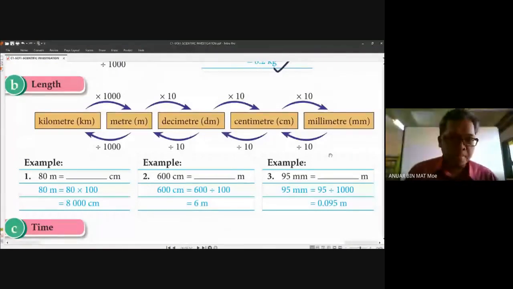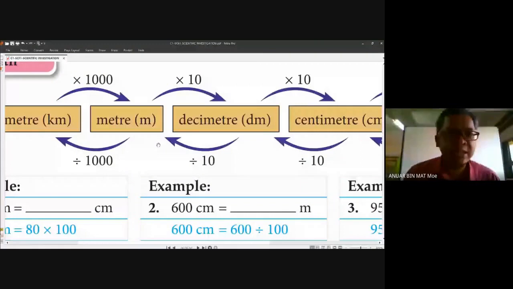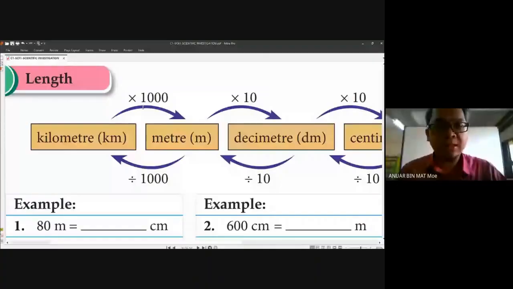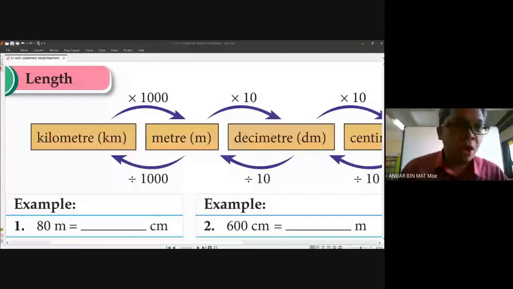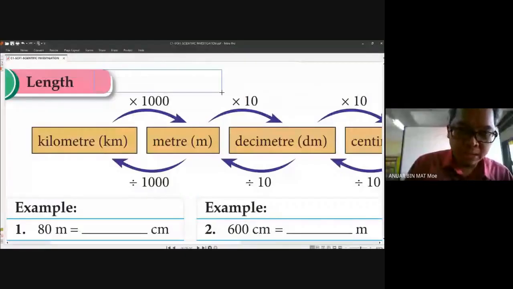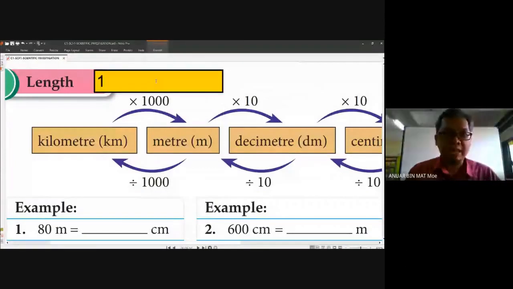So again, from kilometer you want to convert to meter, you just multiply by 1000. Meaning that 1 kilometer equal to how many meter? 1000 meter. Yes, very good. 1 kilometer is equal to 1000 meter. Small letter, yeah, small letter.